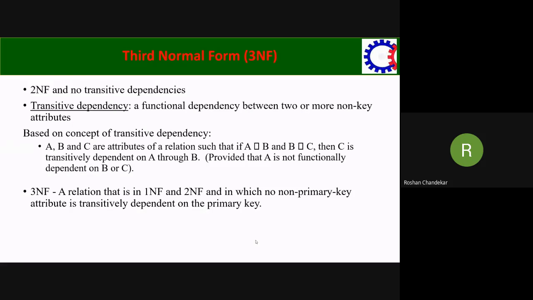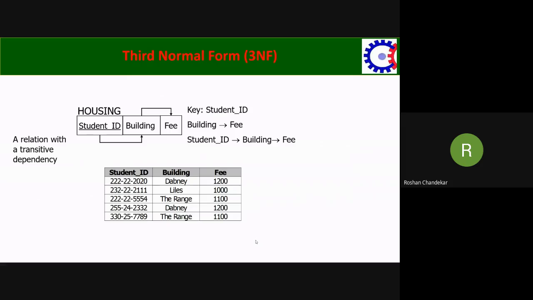Let's discuss an example. Here we can have a housing table whose attributes are student ID, building, and fees. So what is the key? The key here is student ID, the primary key that we are discussing. Now building and fees have a functional dependency. Student ID, building and fees.